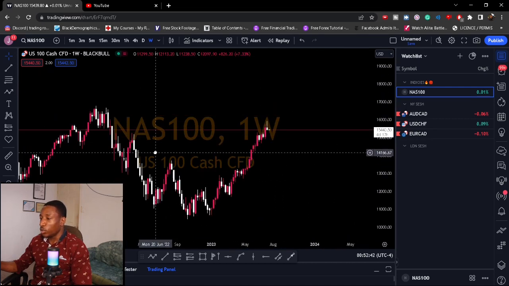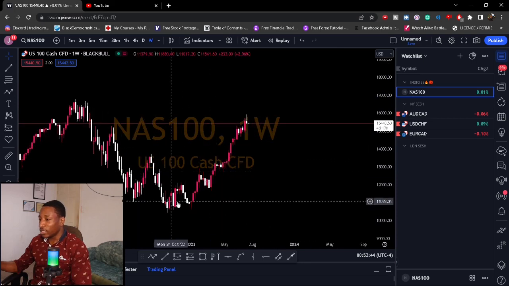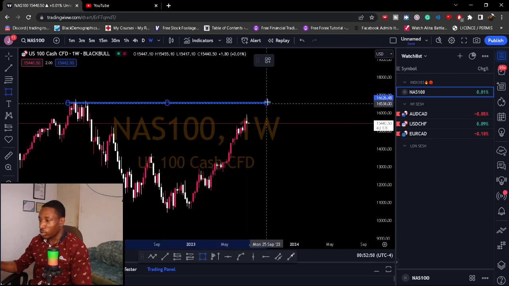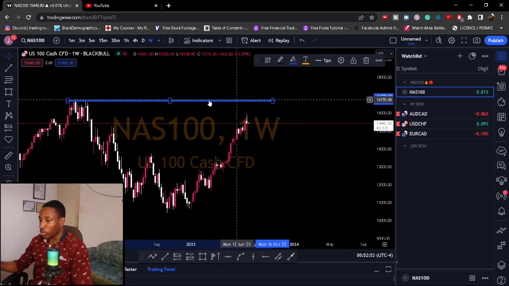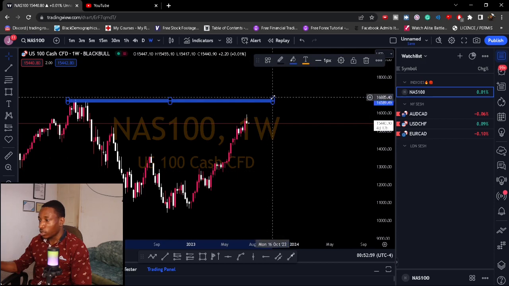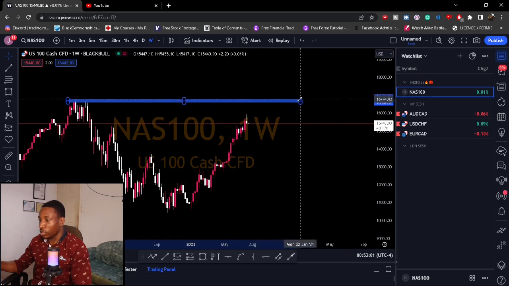Now with the weekly, what I see right now in NAS 100 is that the weekly is currently buying, and it looks like in terms of destination, price wants to go to this demand zone here and this supply zone in the weekly time frame. This is what I see is happening in the weekly time frame, guys.